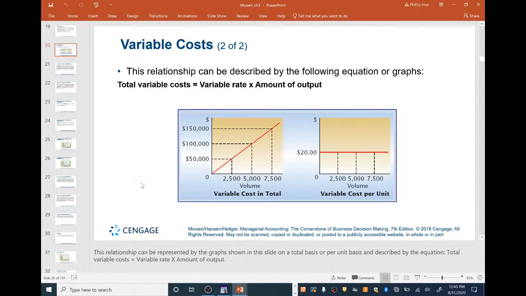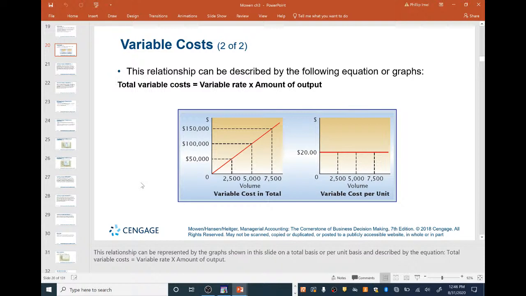This relationship can be described by the following equations or graphs. Once again, we see the equation, right? Total variable costs equal the variable rate times the amount of output, okay? Meaning if it costs us $5 to produce a pair of tennis shoes, that's our variable rate, the $5. And then we multiply that by the amount of shoes that we produced, how many pairs of shoes, at the variable rate of $5. That gives us the total variable cost, okay?